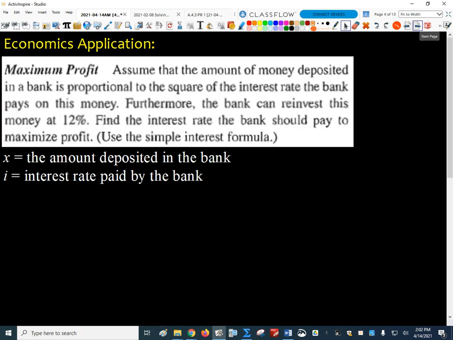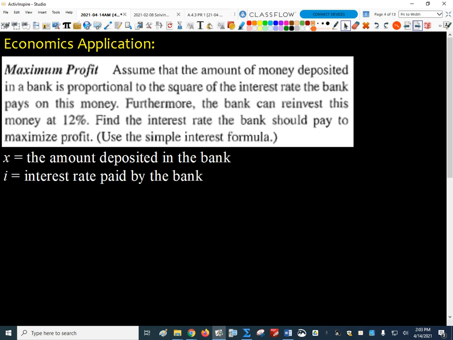So then here's the other one I thought maybe we'd just take a quick look at. Just one more econ problem. Maximum profit. So assume that the amount of money deposited in a bank is proportional to the square of the interest rate the bank pays on the money. Furthermore, the bank can reinvest this money at 12%. Find the interest rate the bank should pay to maximize profit. Okay, so you understand what they mean by that, right?